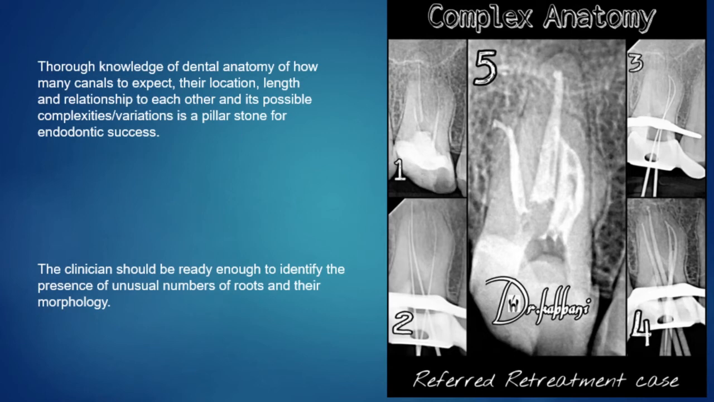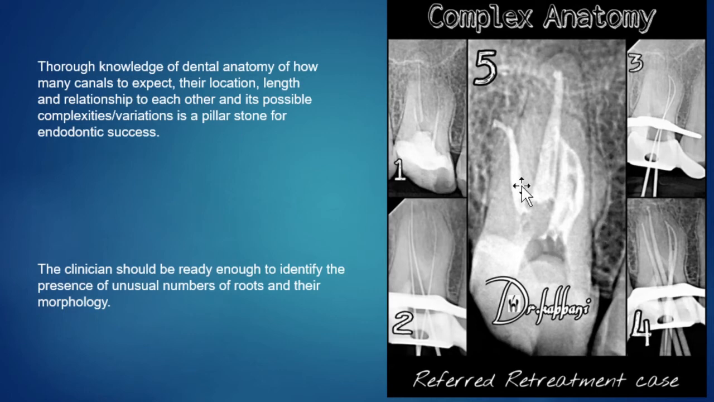The clinician should be ready enough to identify the presence of an unusual number of root canals or roots by carefully examining the radiograph and by close clinical inspection of the floor of the pulp chamber, assisted with the use of loupes or the operating microscope, because the proper and ideal access to the root canal is very essential for a successful root canal treatment outcome.